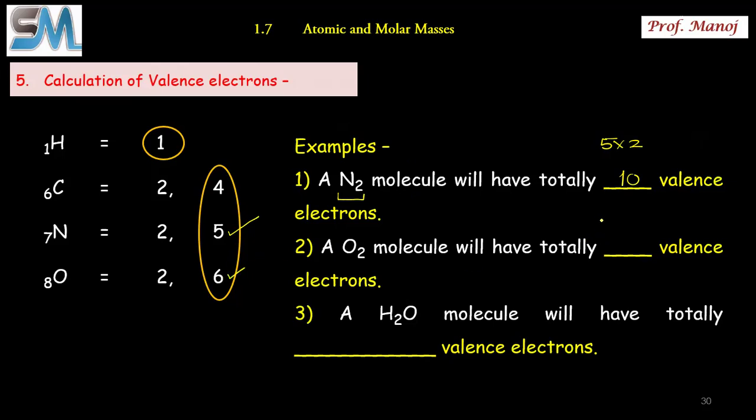Single oxygen has 6. So in the formula O2, there are 2 oxygen atoms, so it's going to be 12 valence electrons. In water, hydrogen has 1 valence electron, but there are 2 hydrogens present, and oxygen has 6. So it's going to be 8 valence electrons present. I hope the concept is clear, provided you know the electronic configurations of the atoms.